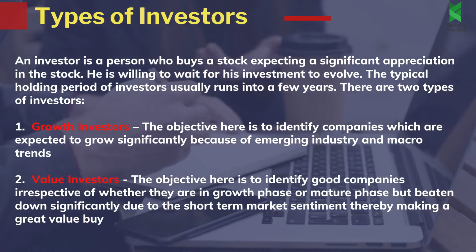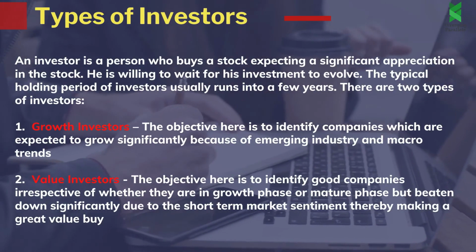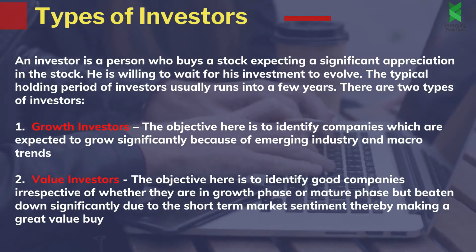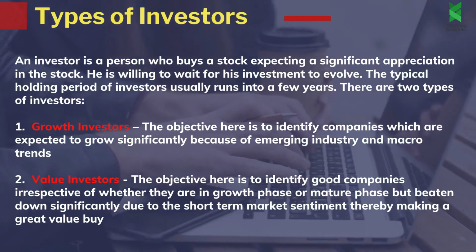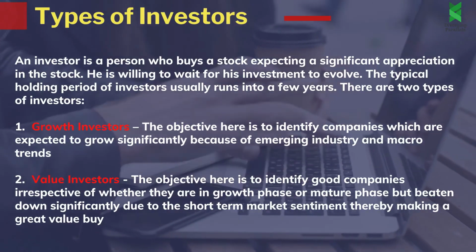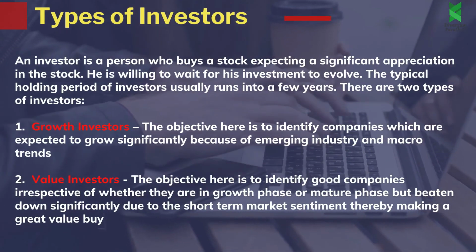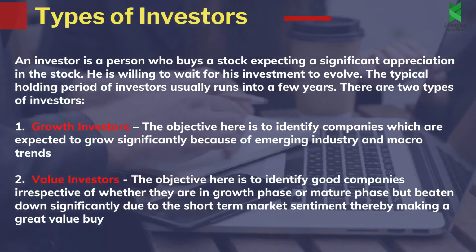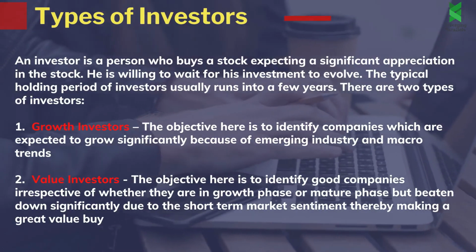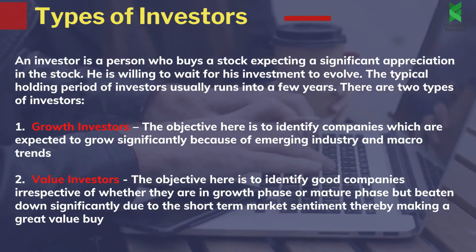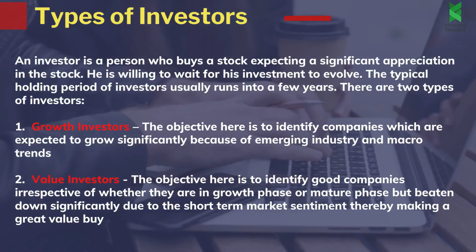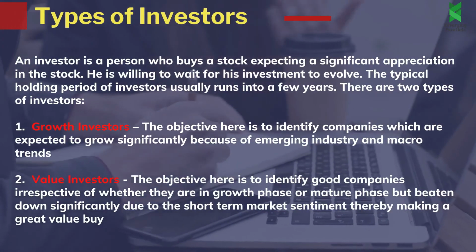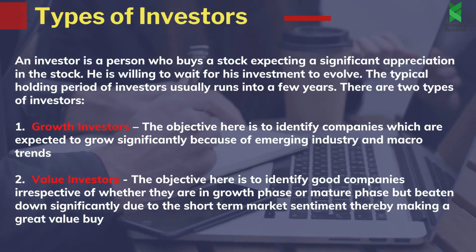There are two types of investors. First, the growth investor. The objective here is to identify companies which are expected to grow significantly because of emerging industry and macro trends. So they analyze the macro trends and invest in such stocks where they expect huge growth. Second is the value investor. The objective is to identify good companies, irrespective of whether they are in growth phase or mature phase, but beaten down significantly due to short-term market sentiment, thereby making a great value buy.